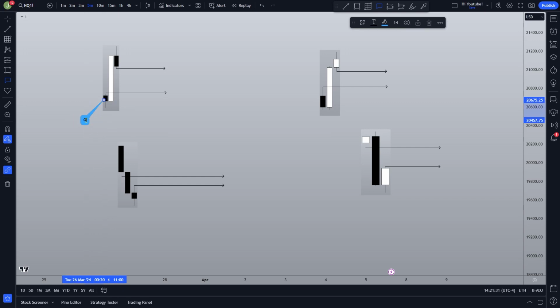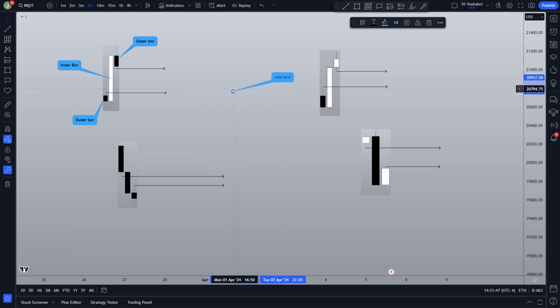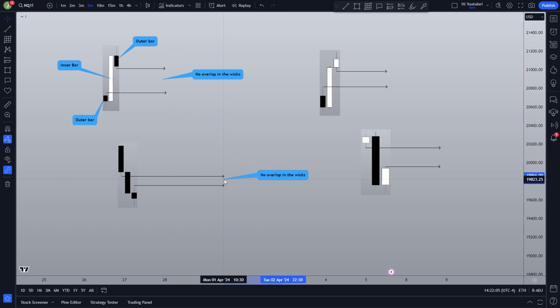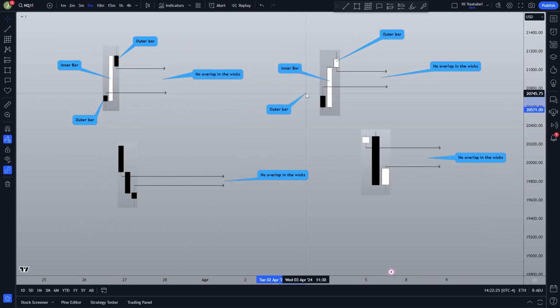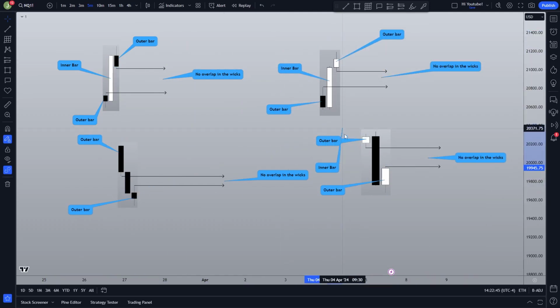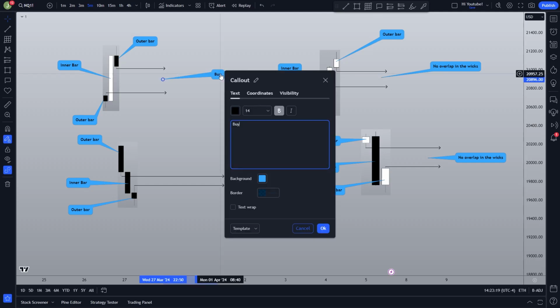Let's start with imbalances. Imbalances on the chart look like this, a 3-bar or candlestick pattern where the wicks of the outer 2 bars do not overlap. The imbalance is the space right here in between those wicks. Behind the scenes, imbalances form because buying pressure greatly outweighs selling pressure or vice versa over a short duration. In this case, the buyers overwhelmed the sellers and we had a bullish imbalance.